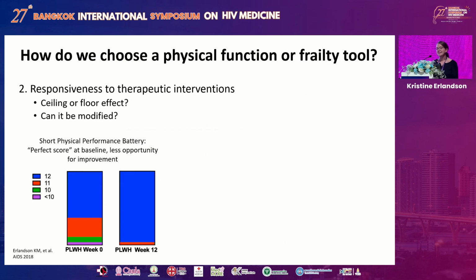Another thing we can think about is how responsive something is to therapeutic interventions. Does it have a ceiling effect or a floor effect, and can we actually change it? An example of this is, again, using the short physical performance battery in the exercise study that I mentioned. Of the individuals that enrolled, at baseline about 60% actually had what we would consider a perfect score on the short physical performance battery, and therefore really had no room for improvement. You can see that the group that did have impairments improved over time, but we didn't have a lot of room to really have improvement in the 60% of people who had a normal score at baseline.